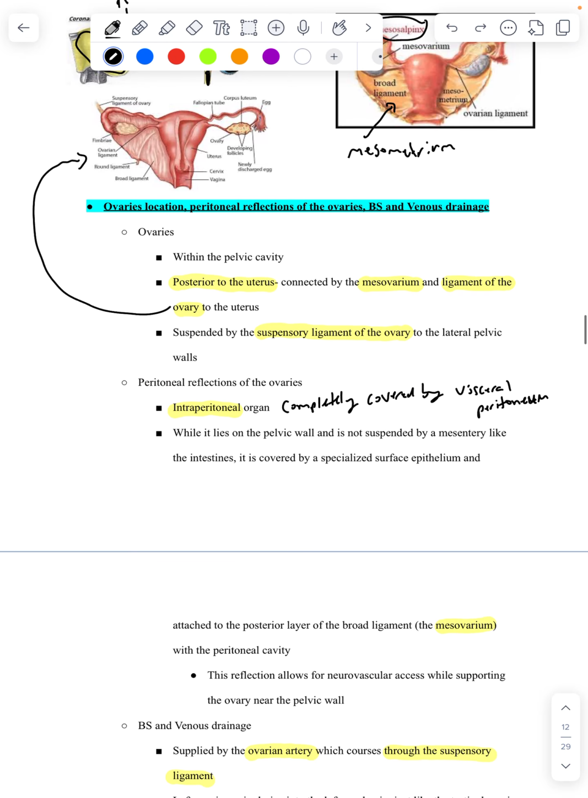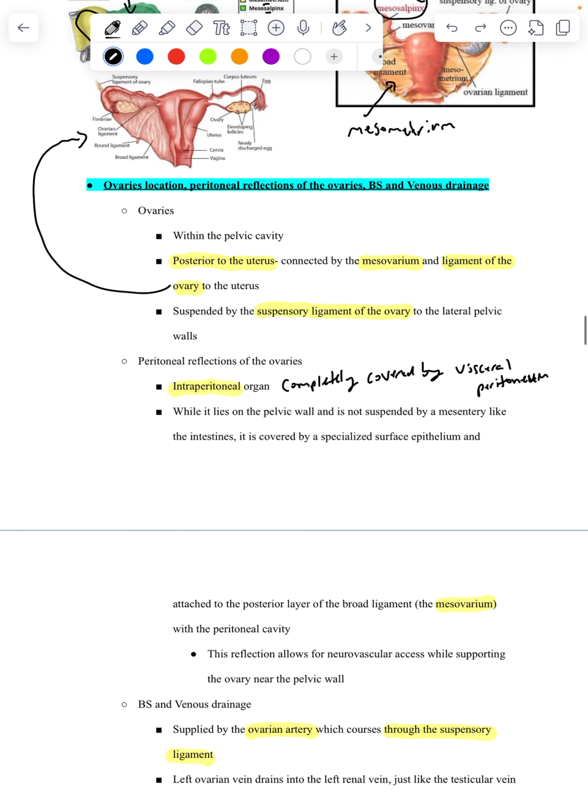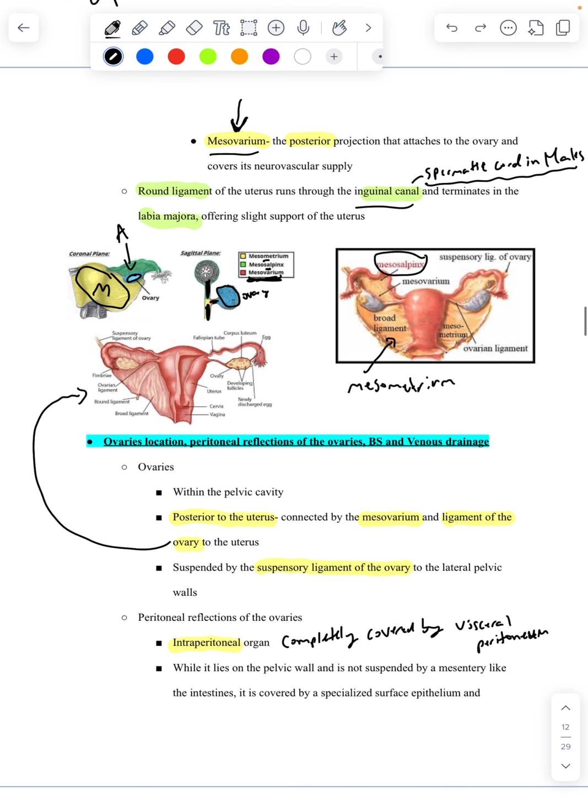Okay. Next, we have ovaries. So kind of goes with the last topic. They're posterior to the uterus. This right here, we're looking from behind the uterus. That's why you can see the ovaries. If you can see the ovaries, you're behind the uterus. If you cannot see them, you're looking anterior to the uterus.